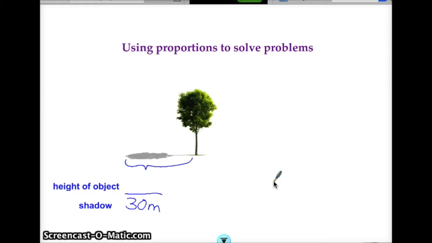So I have 30 meters here down at the bottom. I still don't know the height of this tree, so I'm going to use a variable, and we're going to call it x. Now, what to do? We've got one ratio, but a proportion needs two. It has to be equal to another ratio.